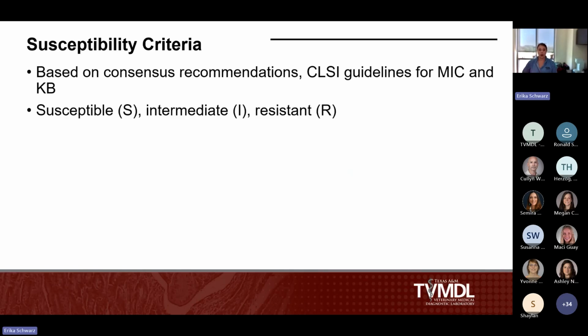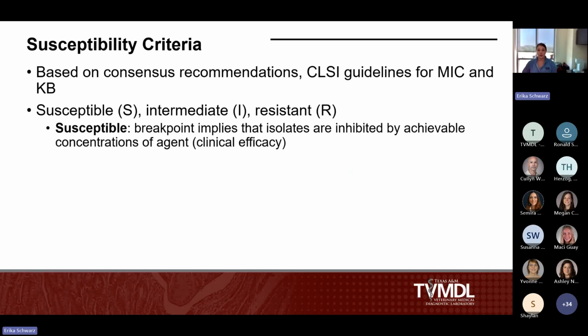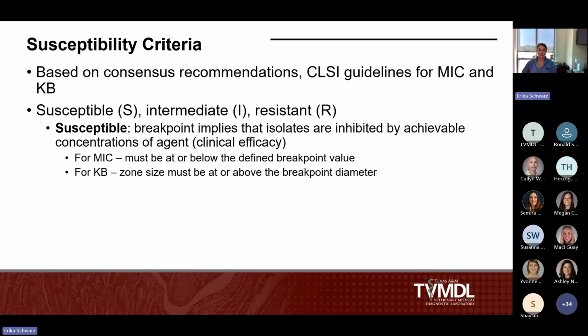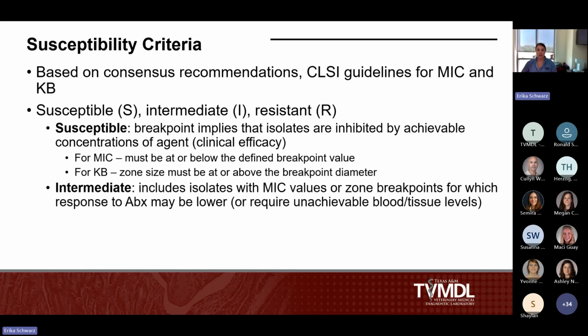We have 3 options generally on our reports: susceptible, intermediate, and resistant. And I've taken these definitions right from CLSI word for word. So susceptible means that the breakpoint implies the isolates are inhibited by achievable concentrations of an agent, and that these agents will have clinical efficacy. For MIC, it means that the value must be at or below the defined breakpoint. And for Kirby-Bauer, it means the zone size must be at or above this breakpoint.